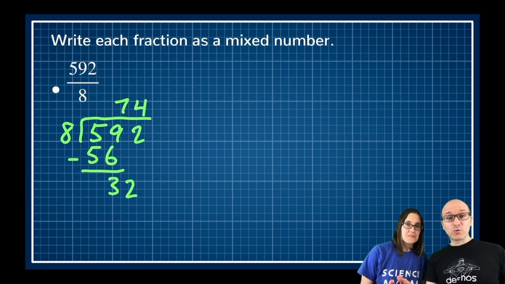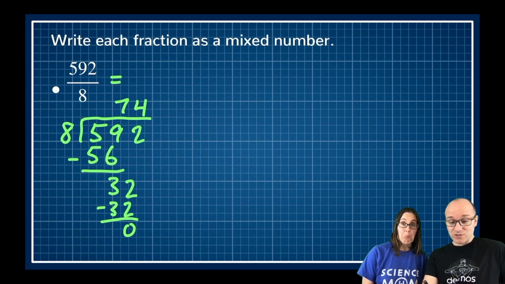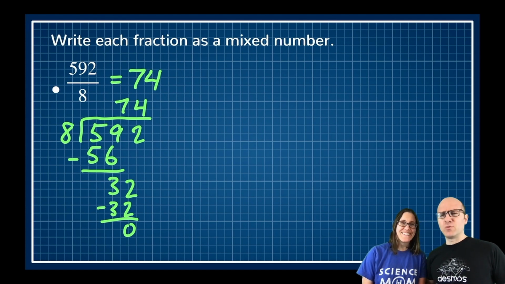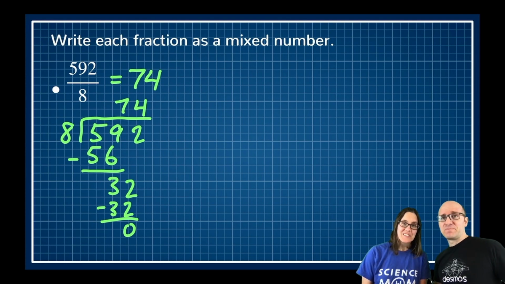Yep, exactly 4 times. Wait a minute. It goes exactly 4 times. There's nothing left over. No remainder. So to write that fraction as a mixed number, it's actually just the number 74. We could do 74 and 0/8 if we really wanted to, but that would be kind of silly. 74 is a perfectly good number on its own.